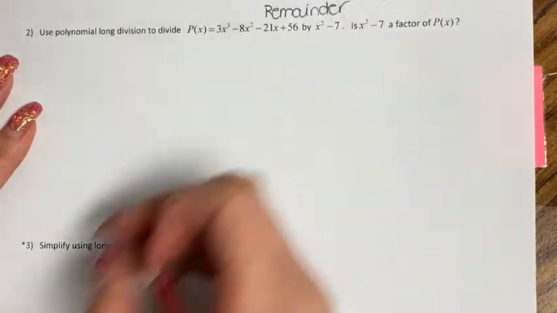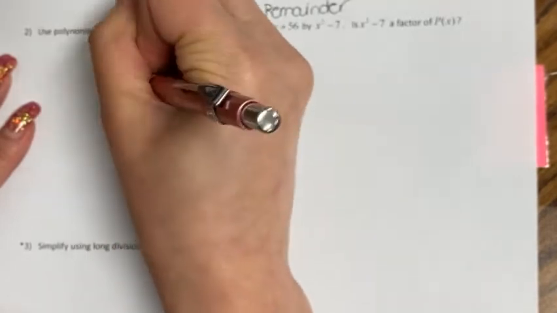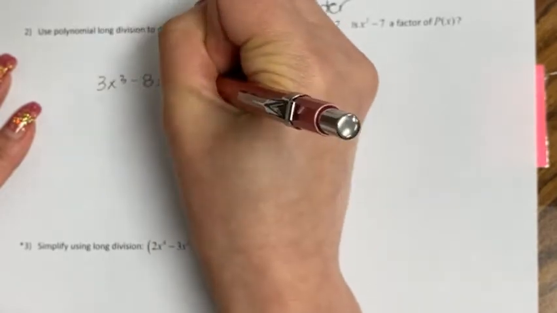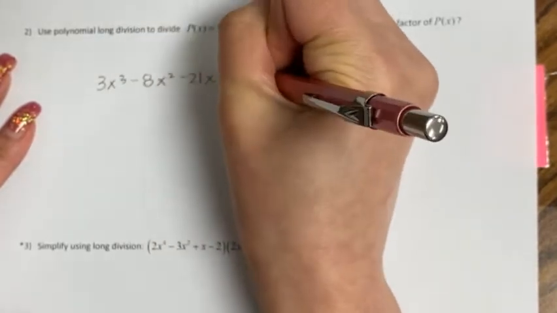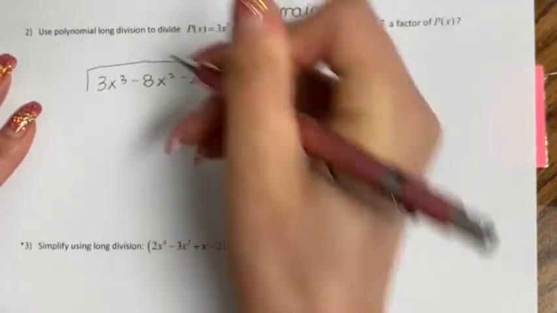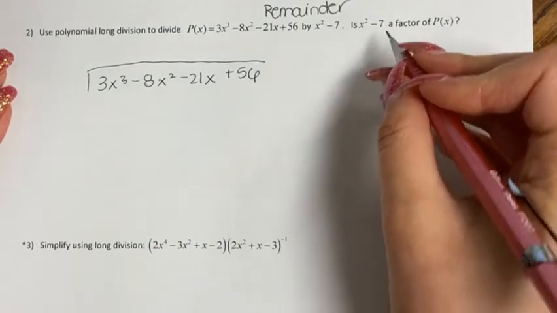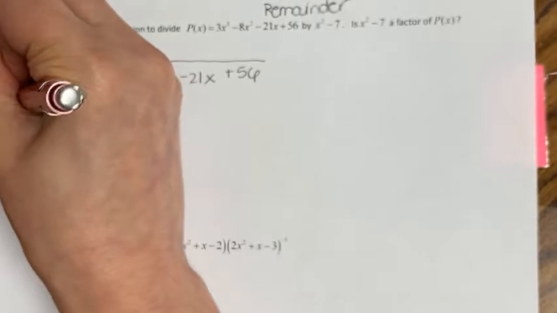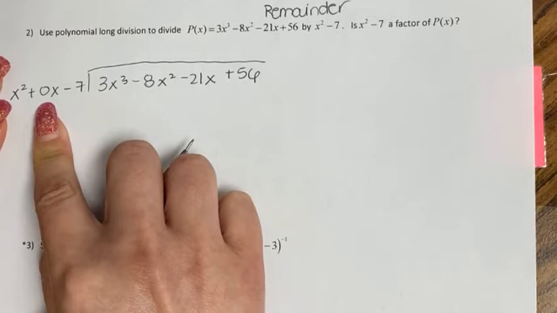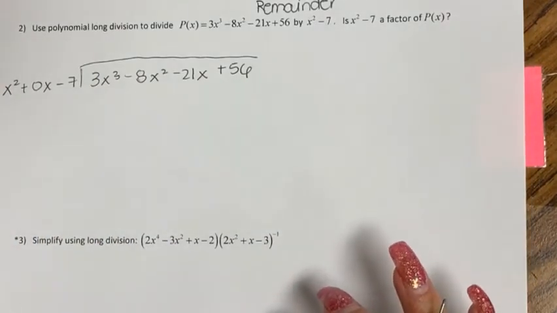So what you're going to do here is pretty much the same as before. You have 3x cubed minus 8x squared minus 21x plus 56. That's going to be inside your division box, and then you know that in this case the divisor is going to be x squared minus 7. You know that you are missing the x term, therefore I am going to put the 0 over here. So at this point you're like, so what are we going to do?